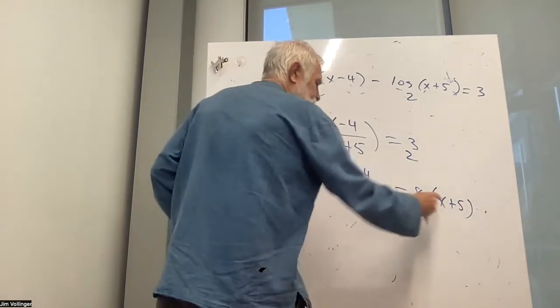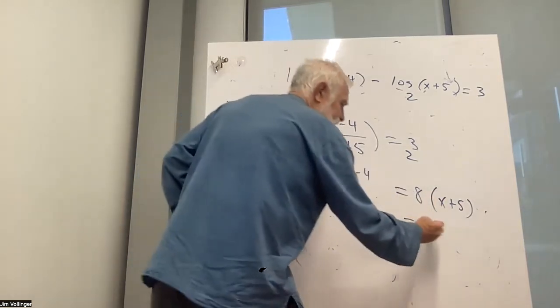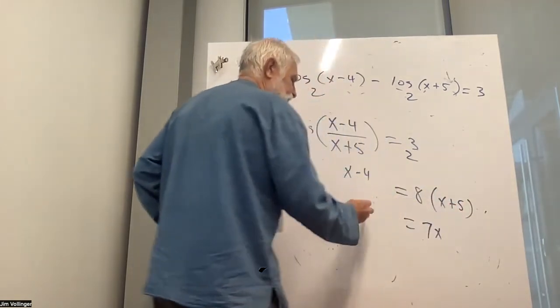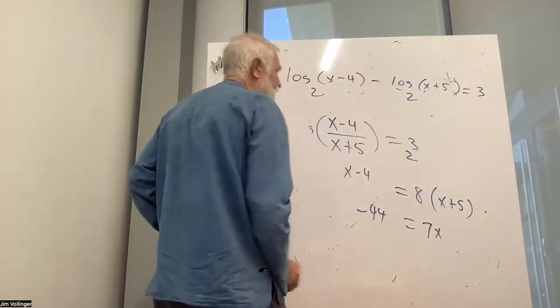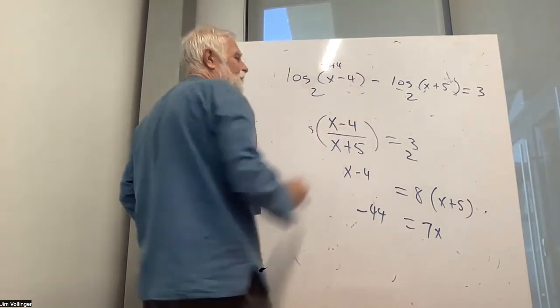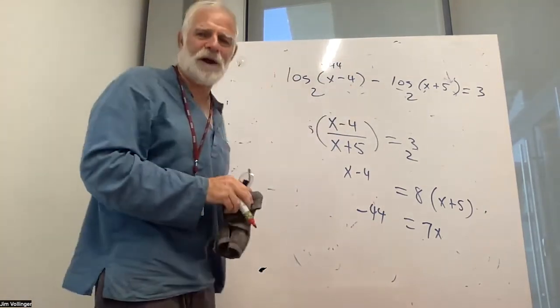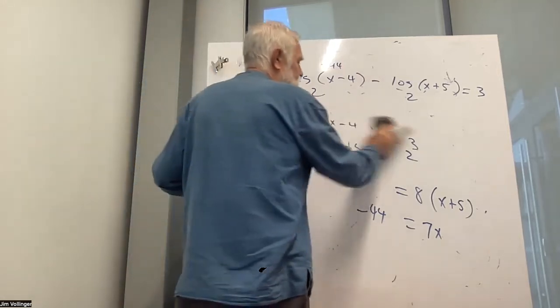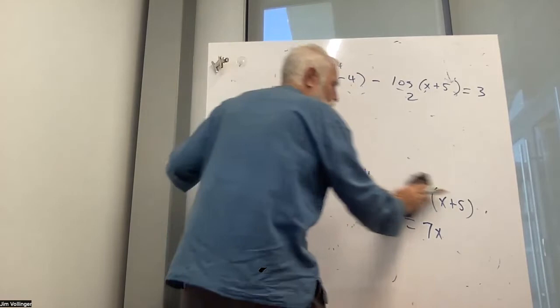I've got 8x on this side. I'll subtract x and make it 7x. I've got positive 40 on this side, which makes it negative 44 on this side. I can't do this. Negative 44 minus 4. There's no solution to this problem. Sorry, I made something up that didn't really work, but still had us talk about some things that are important.